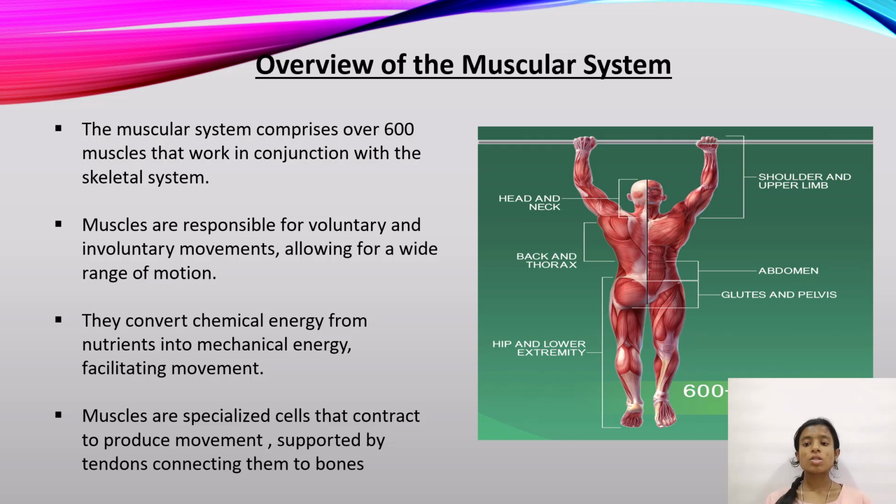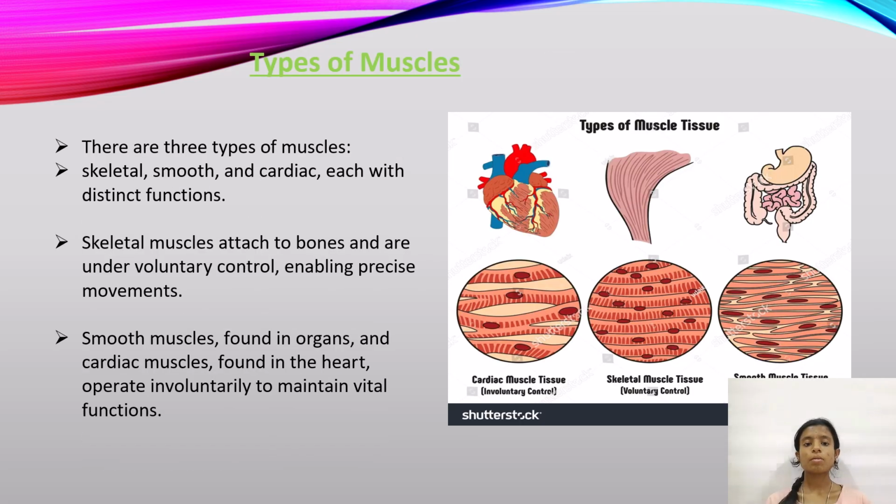The muscular system consists of the shoulder and upper limb, head and neck, back and thorax, abdomen, obliques and pelvis, hip and lower extremity. They convert chemical energy from nutrients into mechanical energy, facilitating movement. Muscles are specialized cells that contract to produce movement, supported by tendons connecting them to bones.